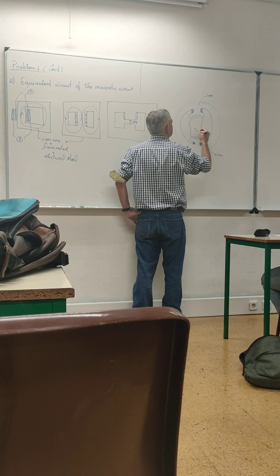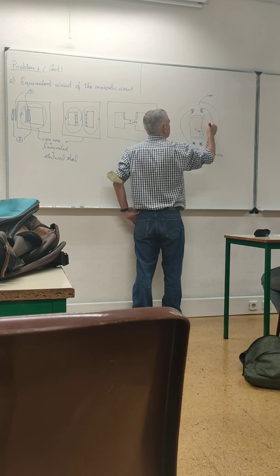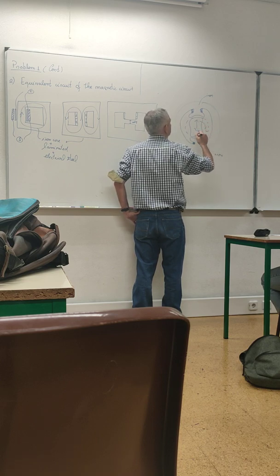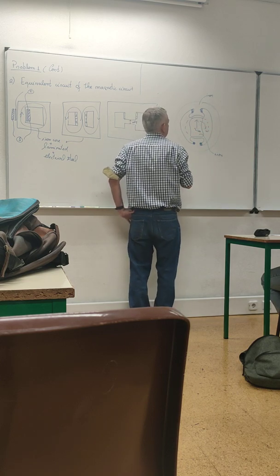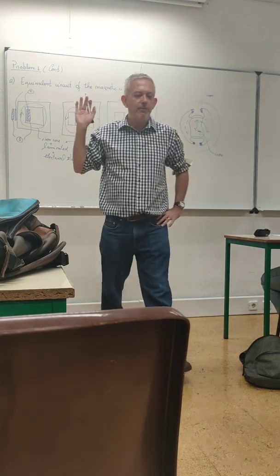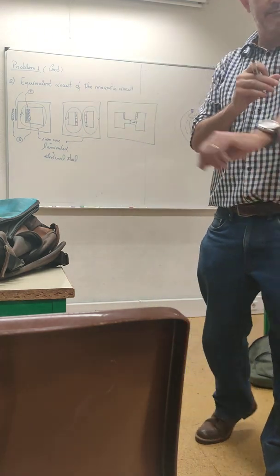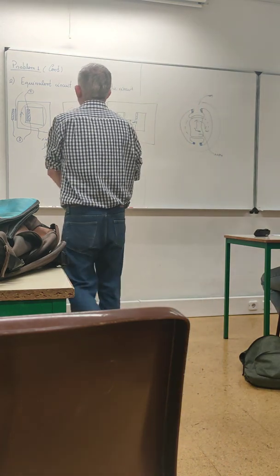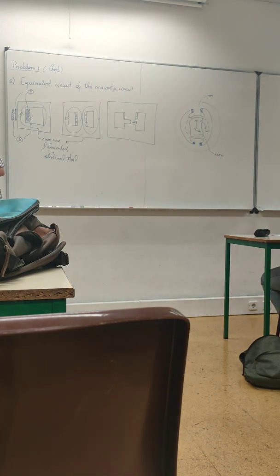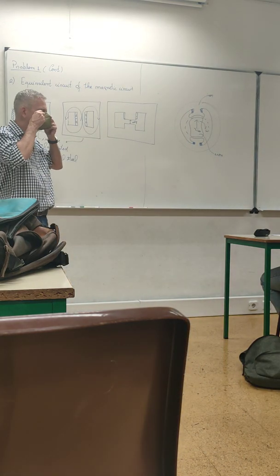Iron. This can rotate. This can rotate, okay, with a certain speed or at a position somewhere. You have here three different magnetic circuits. Three different.